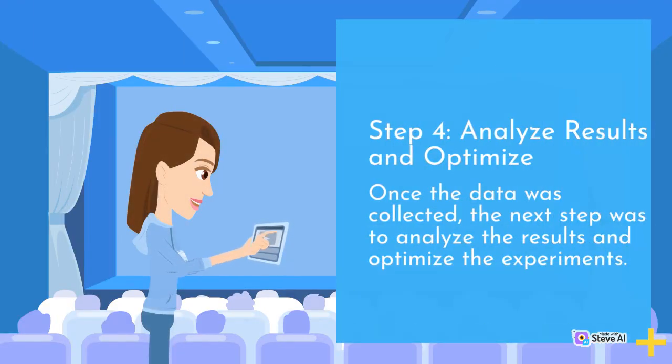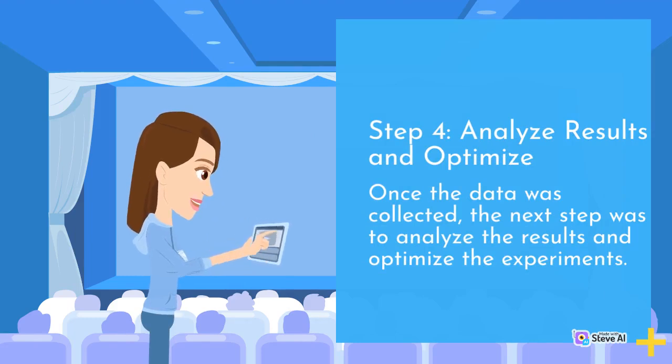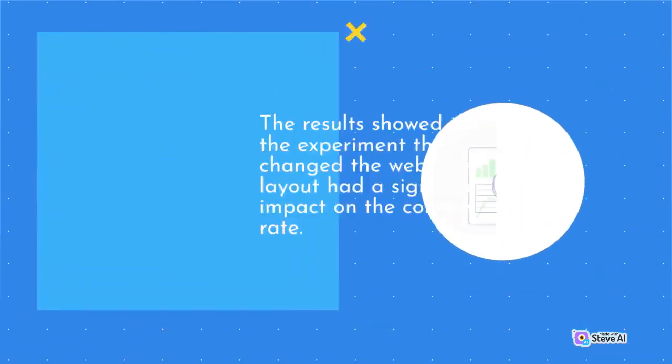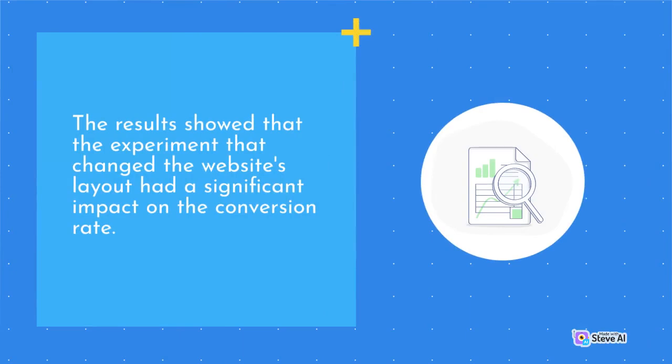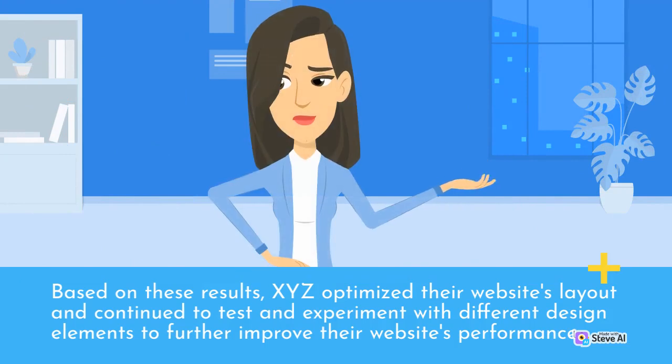Step 4. Analyze results and optimize. Once the data was collected, the next step was to analyze the results and optimize the experiments. The results showed that the experiment that changed the website's layout had a significant impact on the conversion rate. The conversion rate increased by 15%, which was a substantial improvement for XYZ. Based on these results, XYZ optimized their website's layout and continued to test and experiment with different design elements to further improve their website's performance.